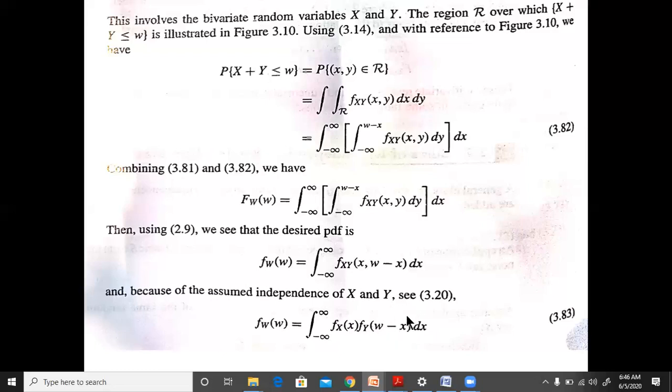So what it means is f_X(x) is the stationary term, and f_Y(w minus x) is the one where we take the value of f_Y(x), invert it to f_Y(minus x), and then shift it by w.